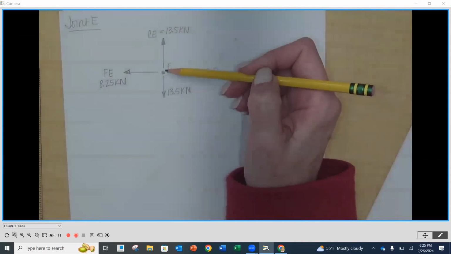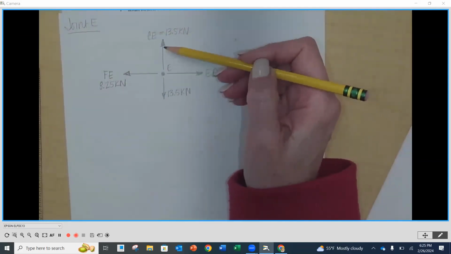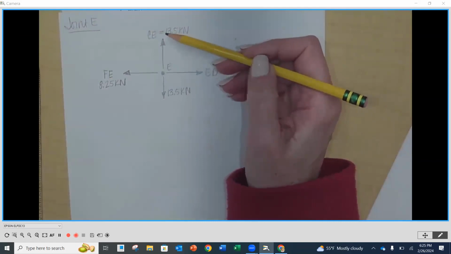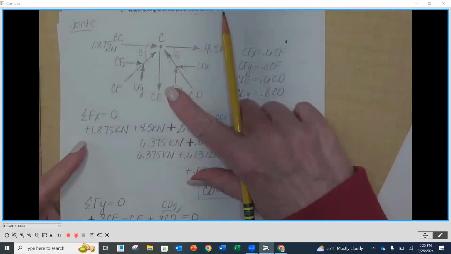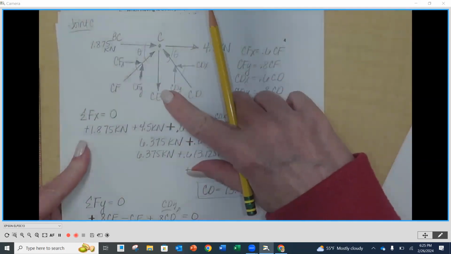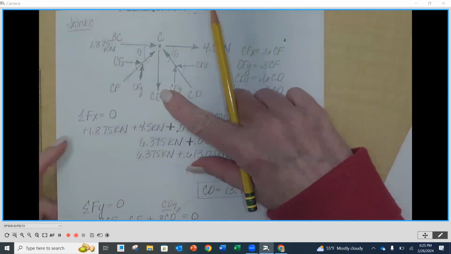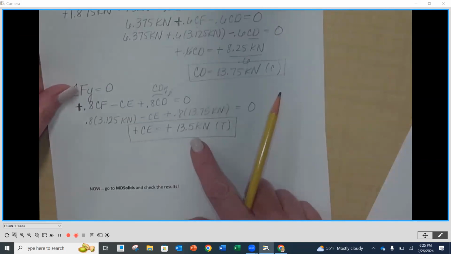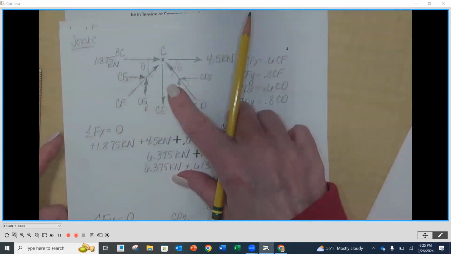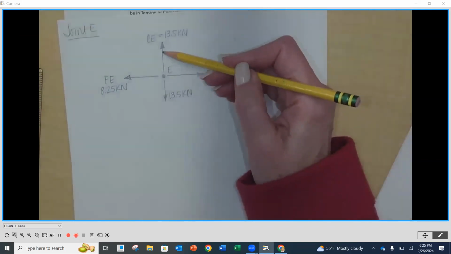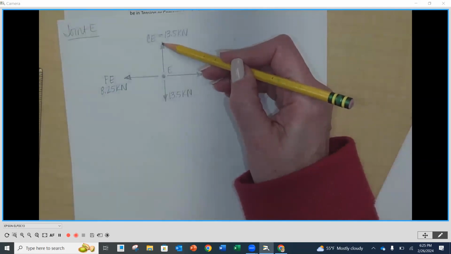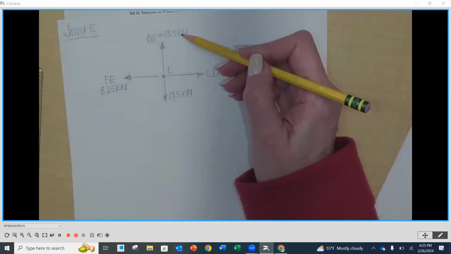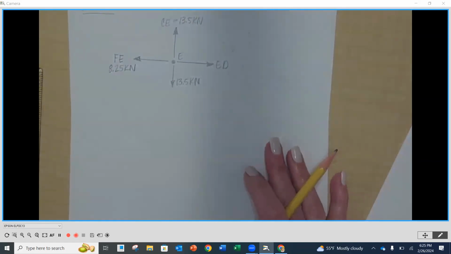So E is connected to C. So along member CE, we've got to go back to joint C. We just did that one. Joint C had CE in tension at 13.5. Okay. So if it's in tension on C, it has to be in tension on E. So it's pulling away. So it's going to go up. And its magnitude is 13.5 kilonewtons, which is very good news.